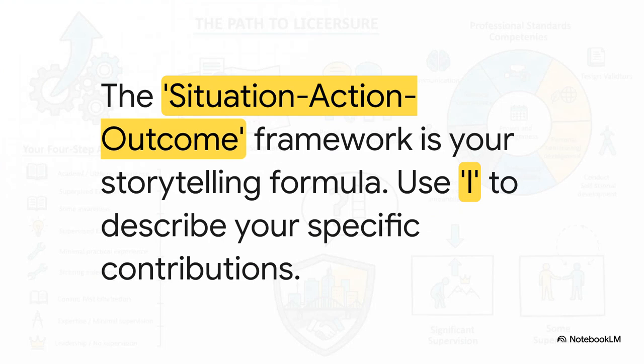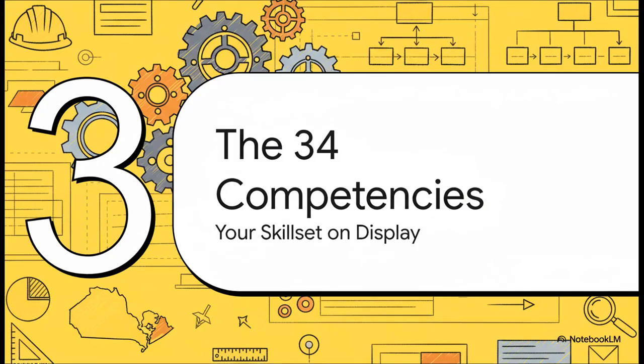And here is your secret weapon for making those examples really pop, the Situation, Action, Outcome framework. For every single example, you need to set the scene, the situation. Then, describe the specific actions you took, and you always use the word I. And finally, you explain the outcome. This is how you turn a boring list of job duties into a really powerful story about your skills. Okay, you've got the plan.